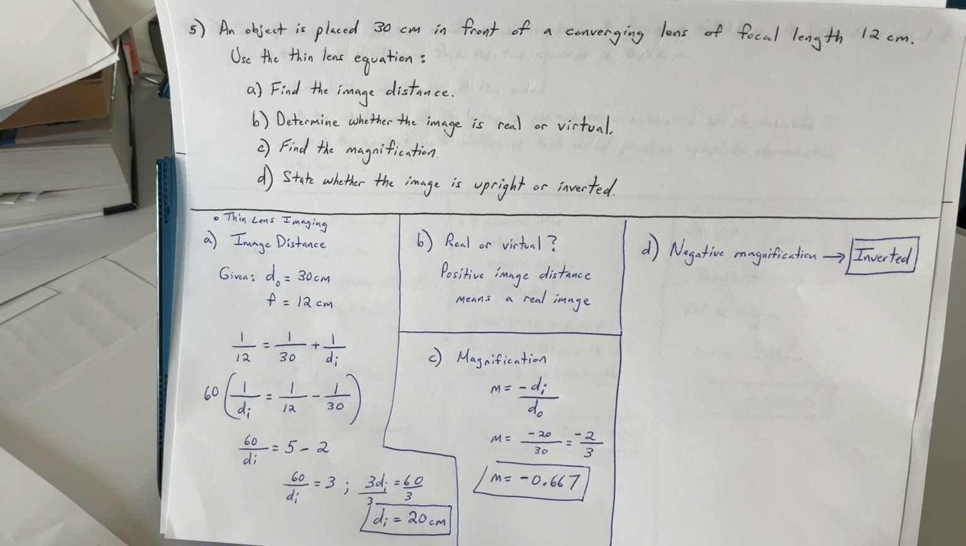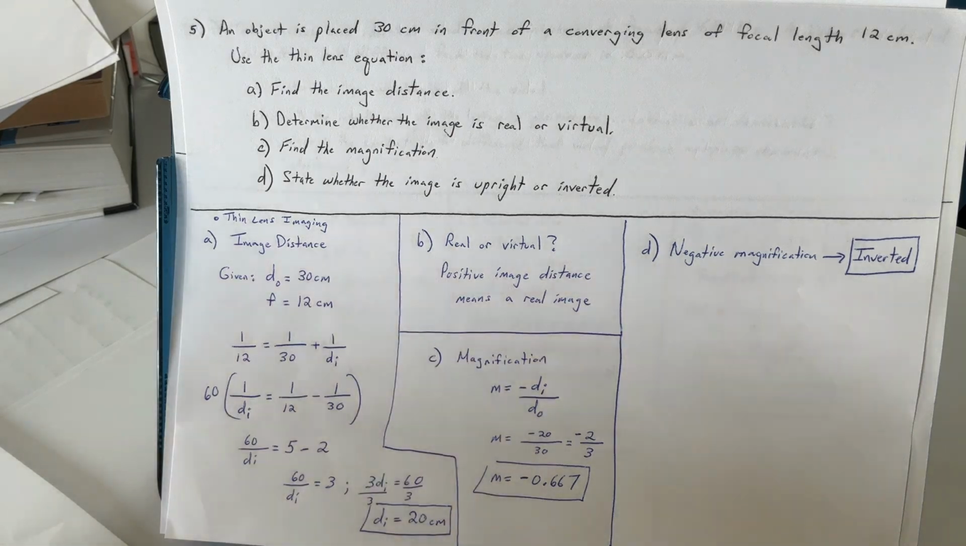Part B. Well, is it real or virtual? Well, it's positive. Positive image distance means a real image. Part C. Find the magnification. We'll use m equals negative d sub i over d naught. m equals negative 20 over 30. You get negative 2/3. So our magnification here is negative 0.667. So what does that mean? State whether the image is upright or inverted. Basically, off of letter C, it's a negative magnification, so the image is inverted.